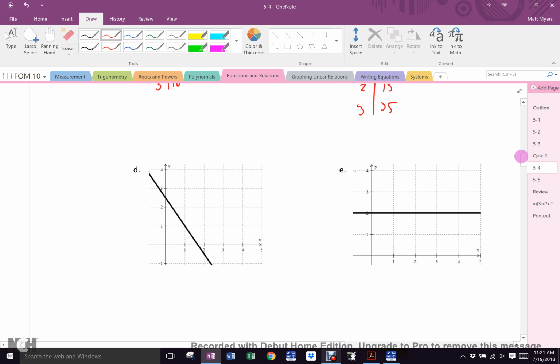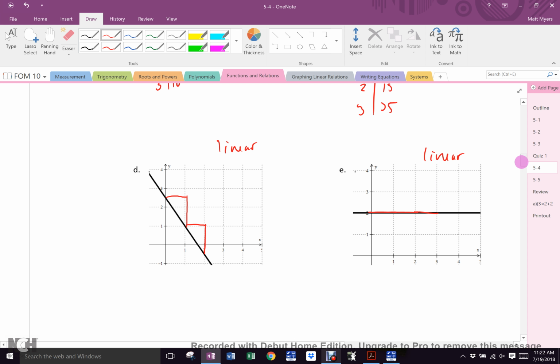What about that one? Linear? Looks linear. Let's check. When I go out 1, I go down 1.5, right? Out 1, down 1.5. Linear. What about this one? Is it the same? Is it linear? When I go over 1, how far up did I go? Nothing. I go over 1 again. How far up do I go? Nothing. I go over 1. How far up do I go? Nothing. Does it repeat? So, is it linear?